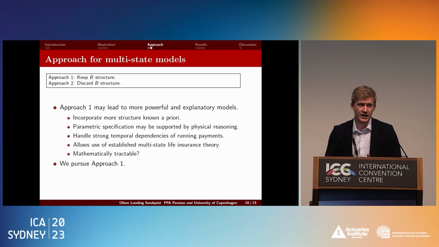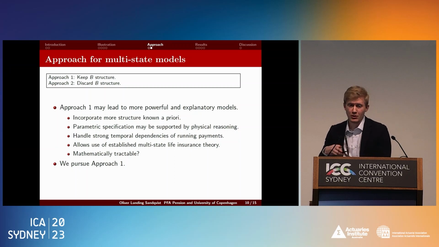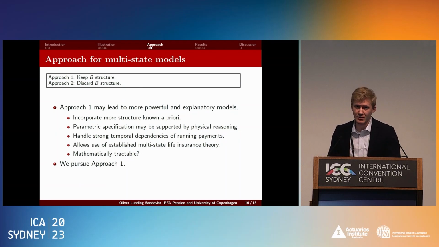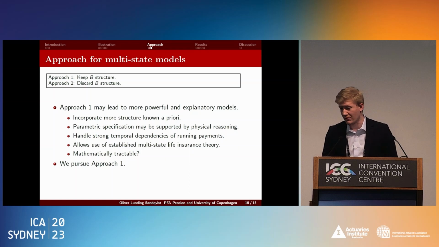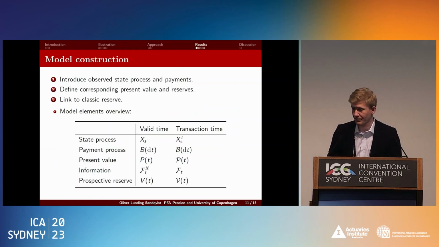Also, you should be able to better handle these intertemporal dependencies there are in life insurance and disability insurance payments, that if I'm disabled at some future time point, I'm probably also disabled a little time after that, and you are able to capture this with these models, whereas with the chain ladder, you would have to have a very long runoff in order for your models to be able to capture this. And finally, we would also like to use more of this established multi-state life insurance literature that is concerned with all this, instead of simply going back to using more non-life insurance methods. So this is what we have done, pursued this approach number 1.